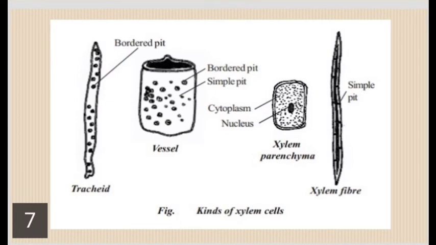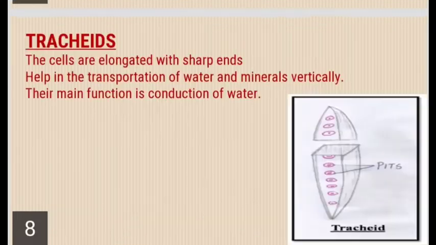This is an image showing different kinds of cells in xylem tissue. Let us learn more about different types of cells in xylem tissue. At first, tracheids. The cells are elongated with sharp ends. Helps in the transportation of water and minerals vertically. Their main function is conduction of water.